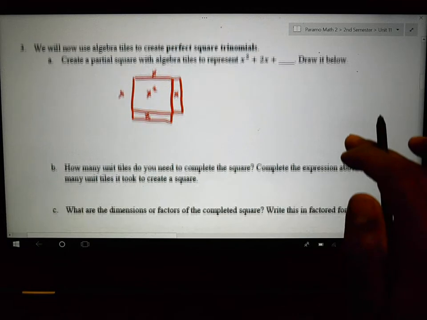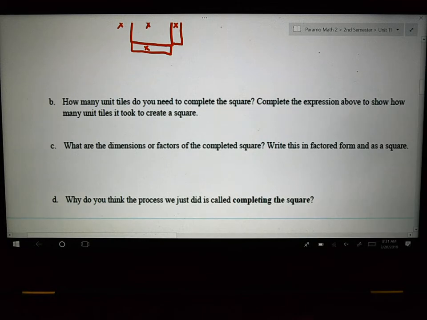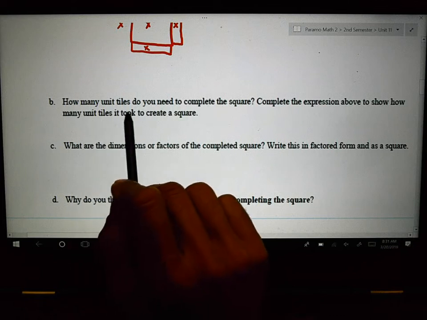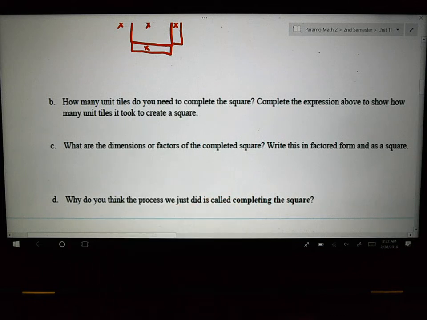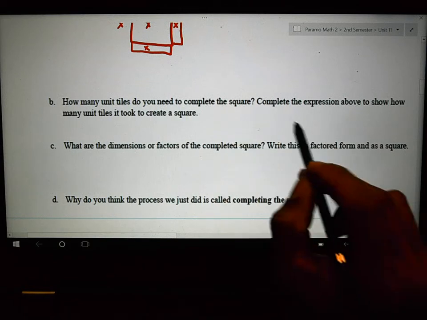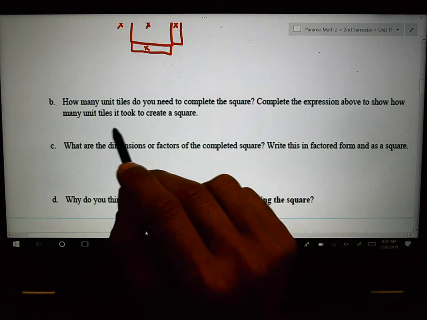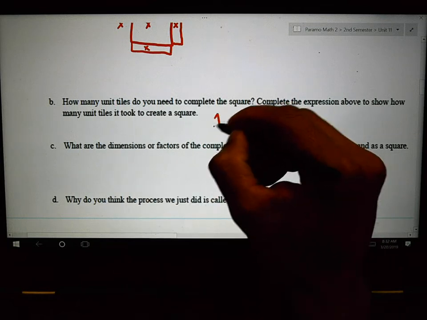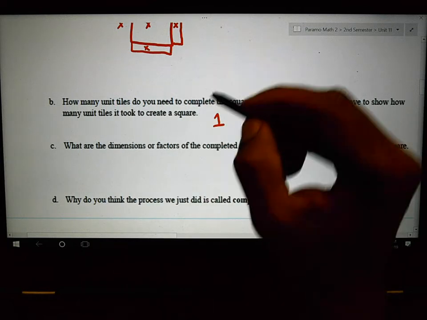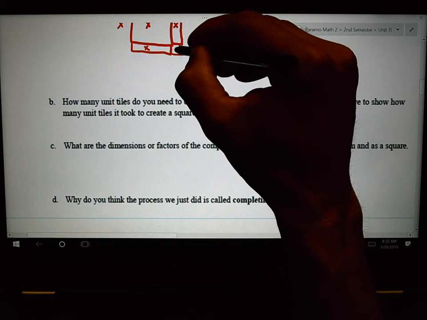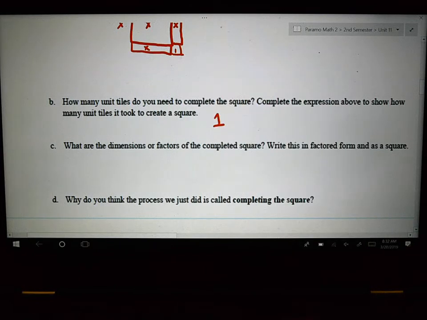Now let's see if you can answer this question. How many unit tiles, meaning the little single small tiny squares, do you need to complete the square? Complete the expression above to show how many unit tiles it took to complete the square. You guys said 1. Then all you would have to do is plug in 1 for that picture. And then the big key to this whole thing, why are we doing it, is this next question, part C.